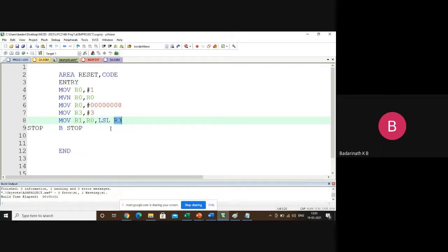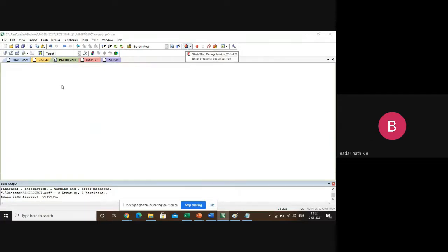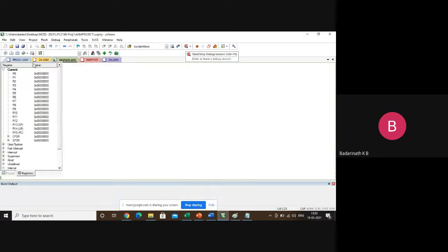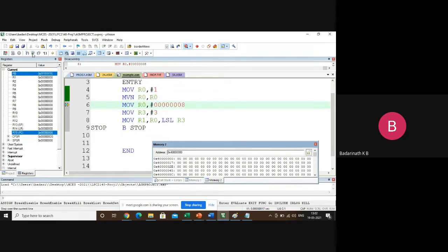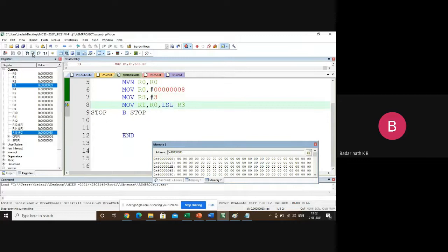Now we will see what will happen. I'll compile this program, and we will see how we can calculate that. So now I will finish. Now I will stop at this point. Now see that R0 contains how much? 8 is contained here. R3 contains how much? 3 is contained here. Now I have to perform the operation and find out an answer.